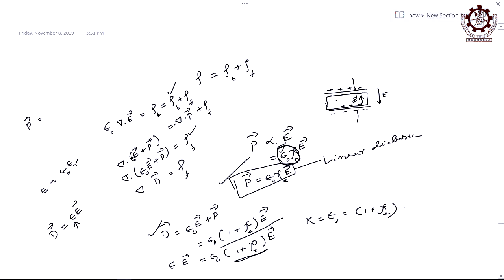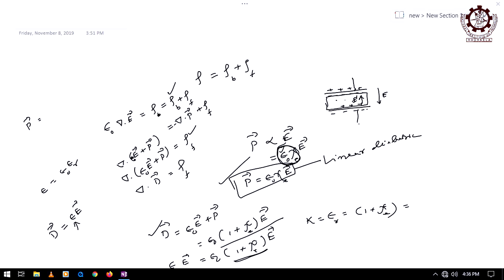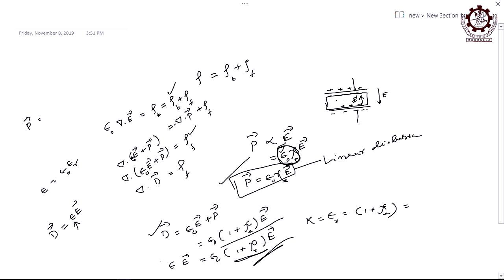Then now what is this epsilon r actually? From this relation, if you find out, what are you getting? It is nothing but equal to epsilon by epsilon 0, that is why it is relative permittivity, or not. From this relation, epsilon by epsilon 0 is how much? This thing, 1 plus chi E. And what is epsilon by epsilon 0? That is the relative permittivity or the dielectric constant.